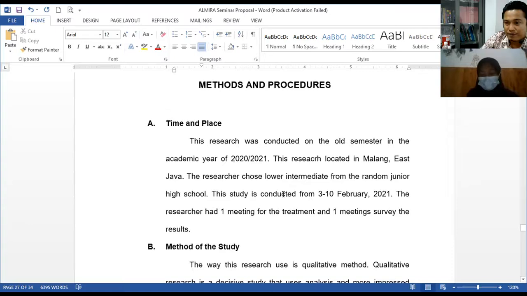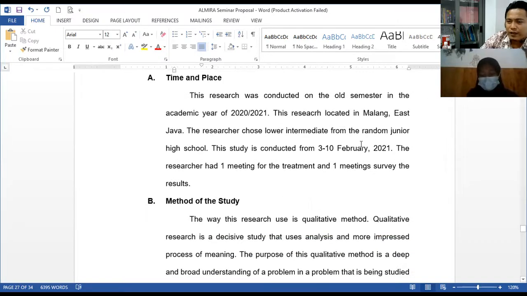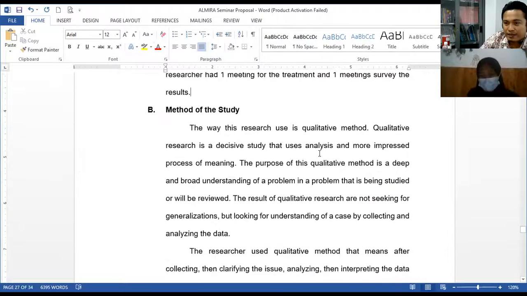And then for the third chapter: this study is conducted from 3 to 10 February 2021. Really? No. This study is conducted starting from when you proposed your title for the proposal. So starting maybe in January or December, until the last day you are going to conduct this research. That's the time and place of the research. You're going to revise that one.